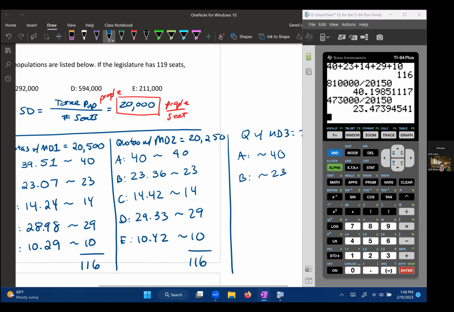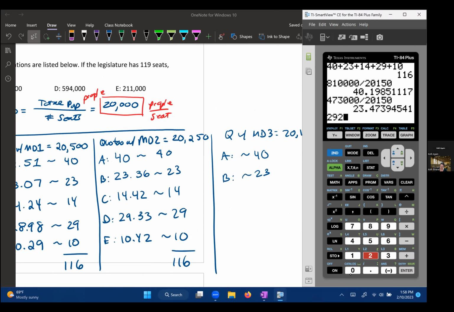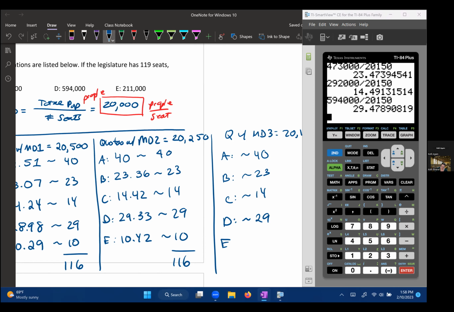All right, C, the one that was 292. 292,000 divided by 20,150 is 14.49. That's still 14. Actually, I know now I'm not going to get the right apportionment, because I already have three of the same numbers, which means I can only be one or two off. I'll just finish it. D was 594,000 divided by 20,150, which is 29.4, so that's 29. Look, they're all the same. So I didn't go small enough.